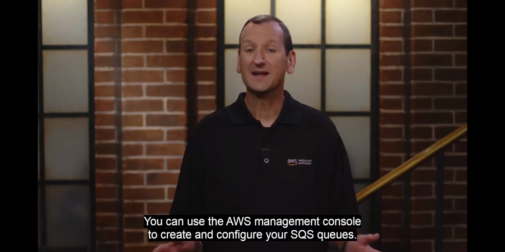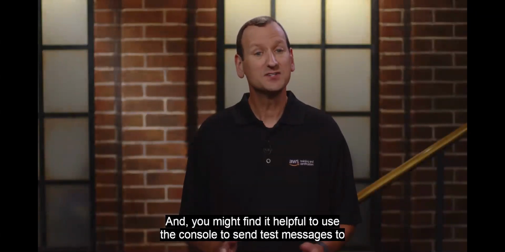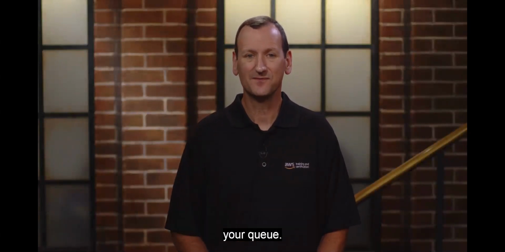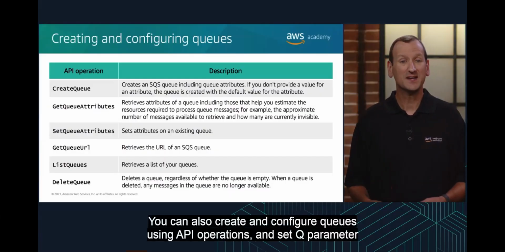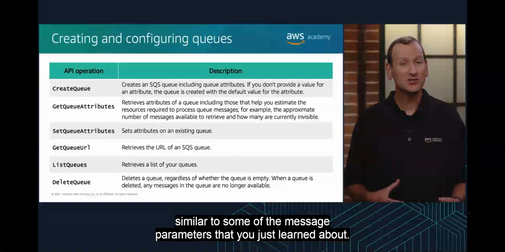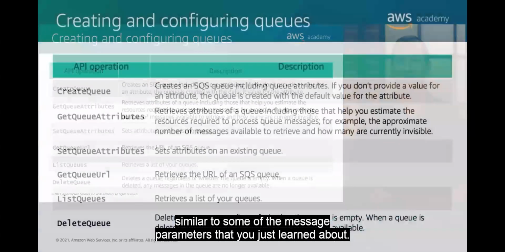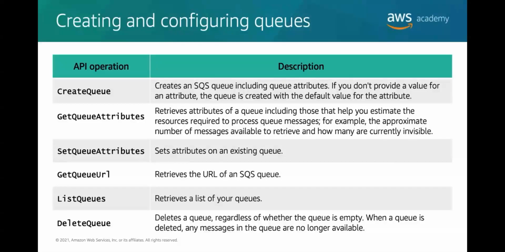You can use the AWS Management Console to create and configure your SQS queues, and you might find it helpful to use the console to send test messages to your queue. You can also create and configure queues using API operations and set queue parameters similar to some of the message parameters that you just learned about. For example, you can set the wait time seconds on the queue itself rather than an individual receive message request.